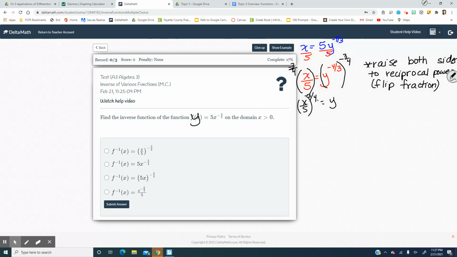And I believe that's an option. If I rewrite my y with inverse notation, I have x over 5 to the negative 3/4. x over 5 to the negative 3/4 looks like I'll pick that one.